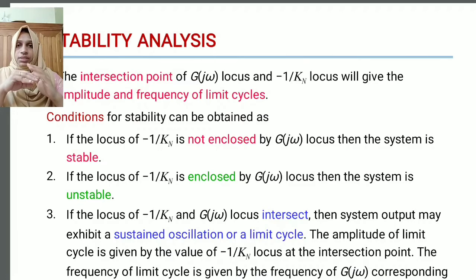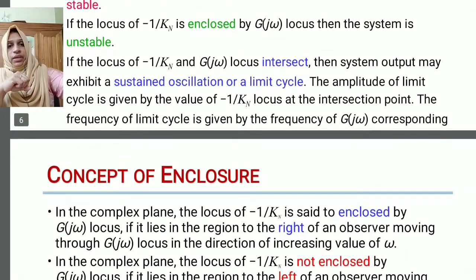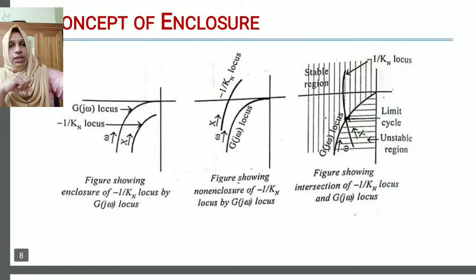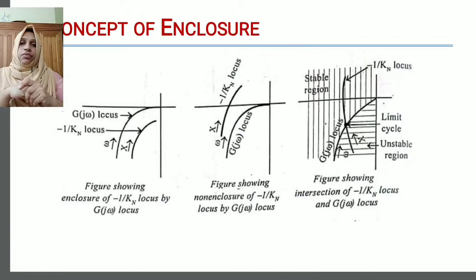So using this describing function method, how can we say whether the system is stable or not? By drawing this -1/Kn locus and G(jω) locus, we can analyze the stability of the nonlinear system. By using a figure, we can understand it, we can make it more clear. See this figure. In Figure 1, we can see both the loci, G(jω) locus and -1/Kn locus.